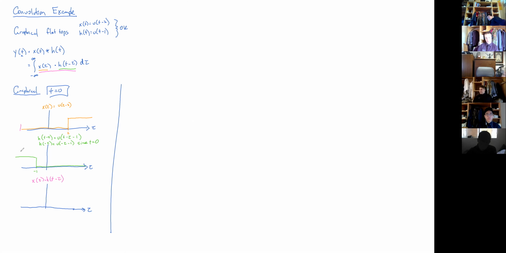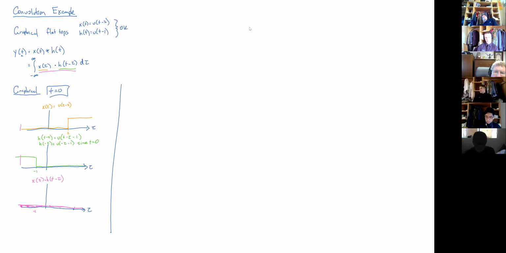It's zero for this part, so this is going to be zero. It's zero over here. At negative one, does anything happen? No, because it's still going to be zero up here. So it's still going to be zeros out here. It's zeros in the middle because they're both zero here. It's zero on the right because this is zero. So this is just zero everywhere.